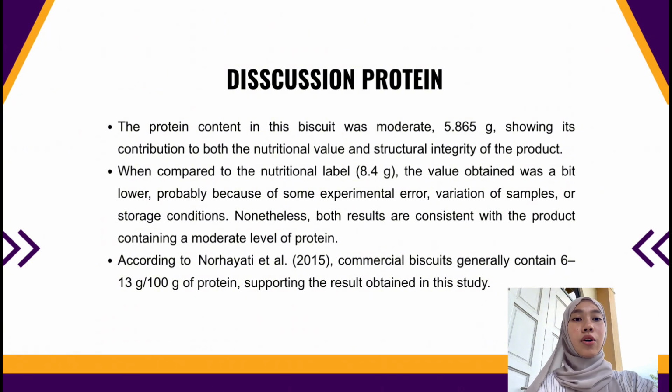Nonetheless, both results are consistent with the product containing a moderate level of protein. According to Nurmi, commercial biscuits generally contain 6 to 13 gram per 100 gram of protein. So, this supports the result obtained in this study.